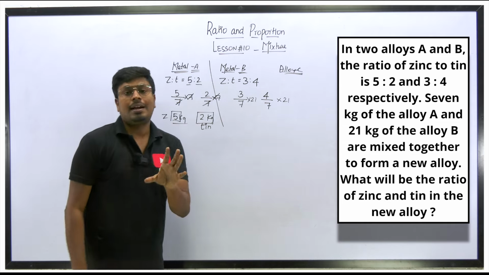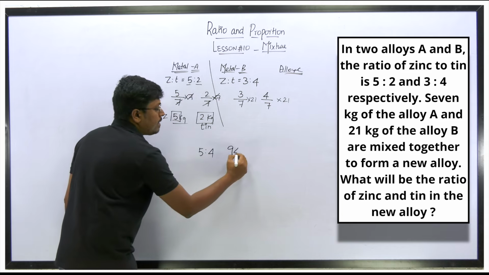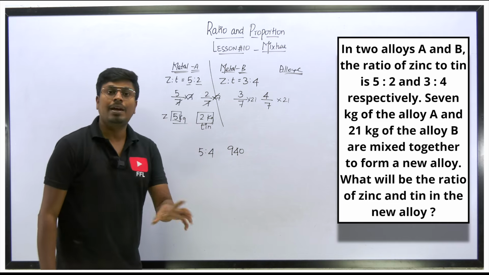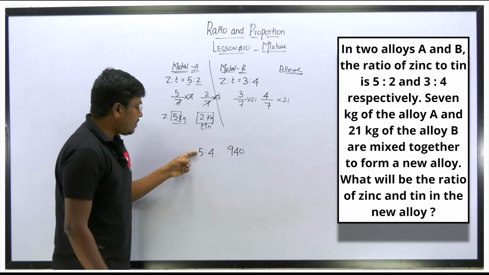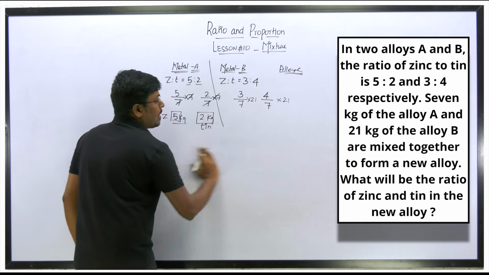You know that in a classroom, if there are 5:4 students, what do we usually do? Out of 940 students, 5:4 is the boys and girls ratio. How will you calculate only boys? You will write 5 by 9 into 940. The same way I am writing here, 21 kg.